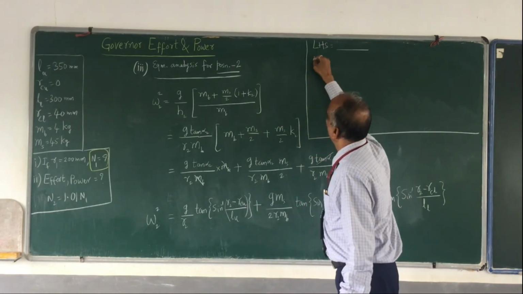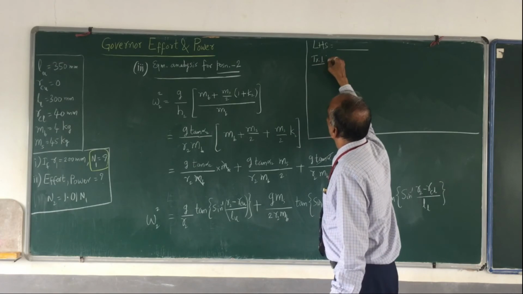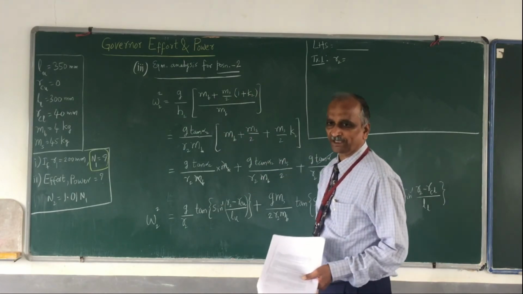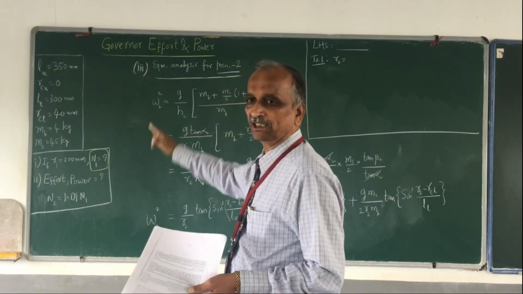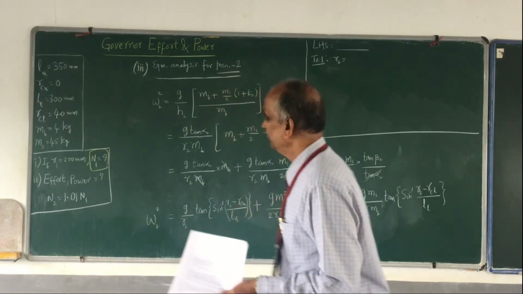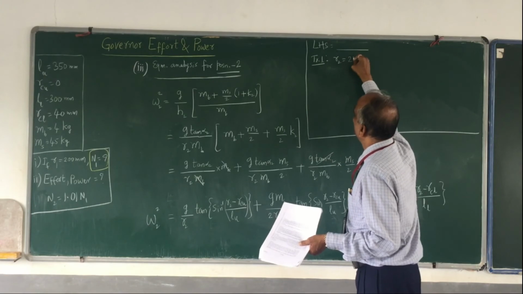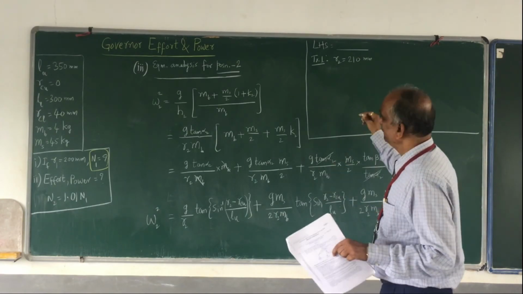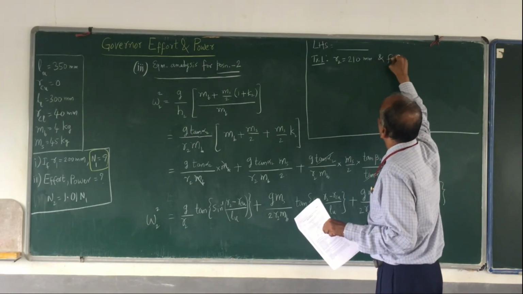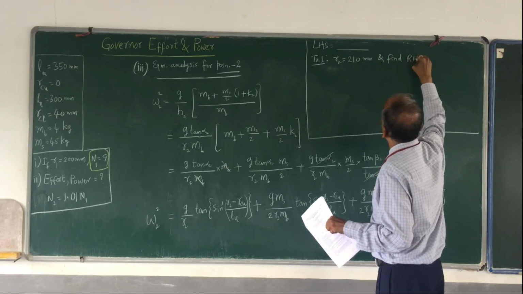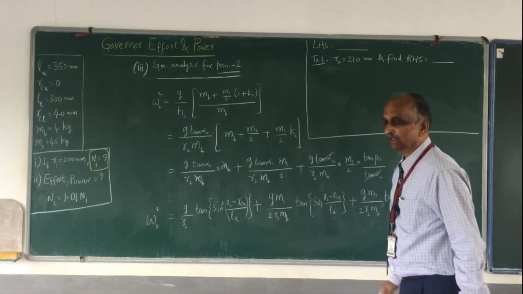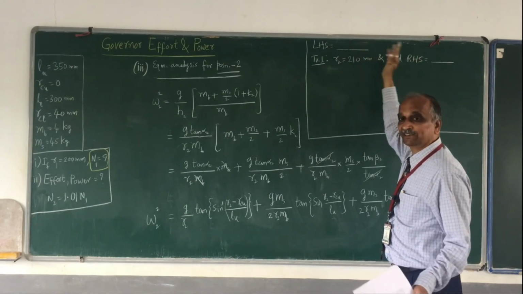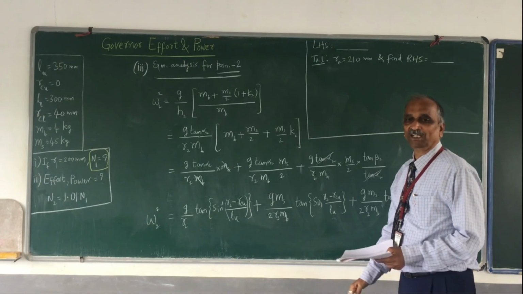Now, I shall call it trial 1. So probably I can try R2 equal to, now it has moved more than 200. For position 1 the radius was 200, now it must be more, and therefore assume for trial 1, R2 is equal to say 210 mm. Assume R2 equal to 210 mm and find RHS. Then compare the LHS value and RHS value, and if you are lucky and they are exactly the same, then R2 is equal to 210 mm.